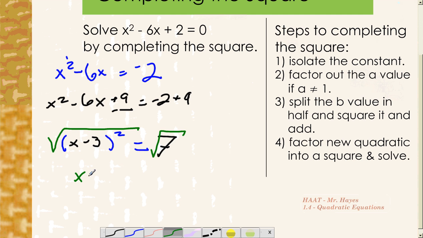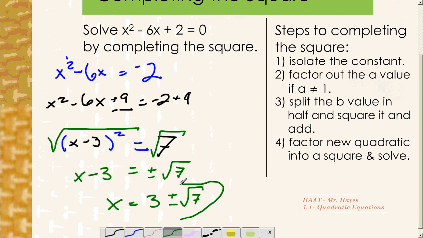So then this becomes x minus 3 is equal to plus or minus the square root of 7. So therefore x is going to equal 3 plus or minus the square root of 7. That, my friends, is your answer.